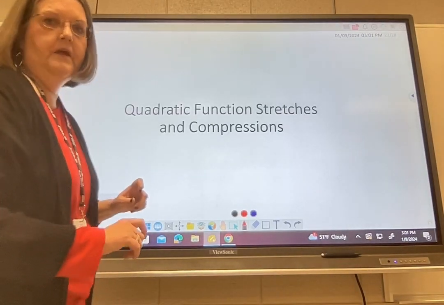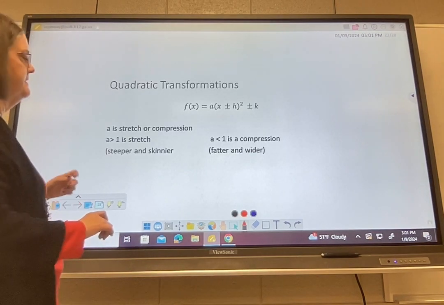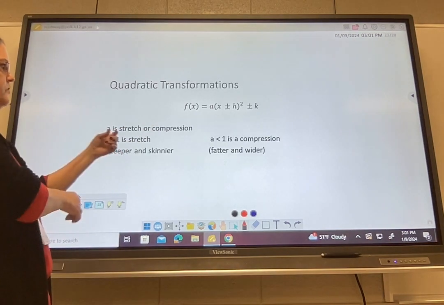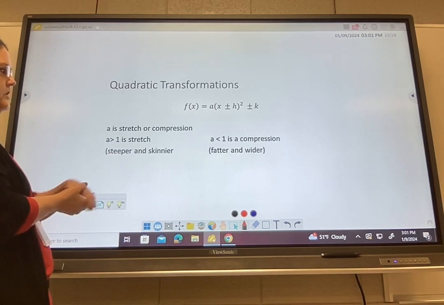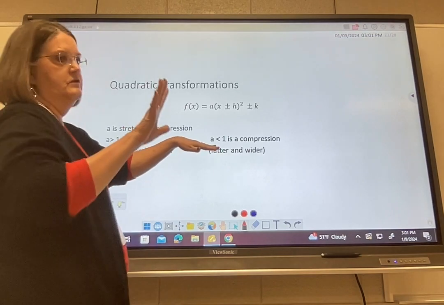This is the video over stretches and compressions. This is the A part. If A is greater than 1, it is a stretch. It's vertically stretching the graph. It will make it steeper and skinnier. And I'm talking about the absolute value, y'all.